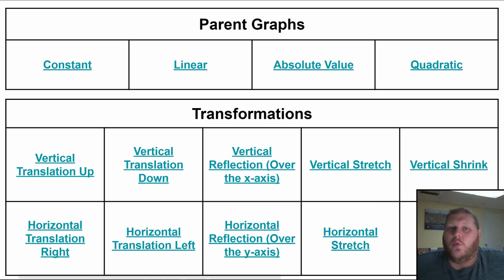And again, where that multiplication happens determines which direction I'm stretching or shrinking, and whether it's a stretch or a shrink. So if I'm multiplying on the outside of my function, it's going to be a vertical stretch or a shrink. If I'm multiplying on the inside of my function, it's going to be a horizontal stretch or a shrink. So let's take a look at vertical stretch first.